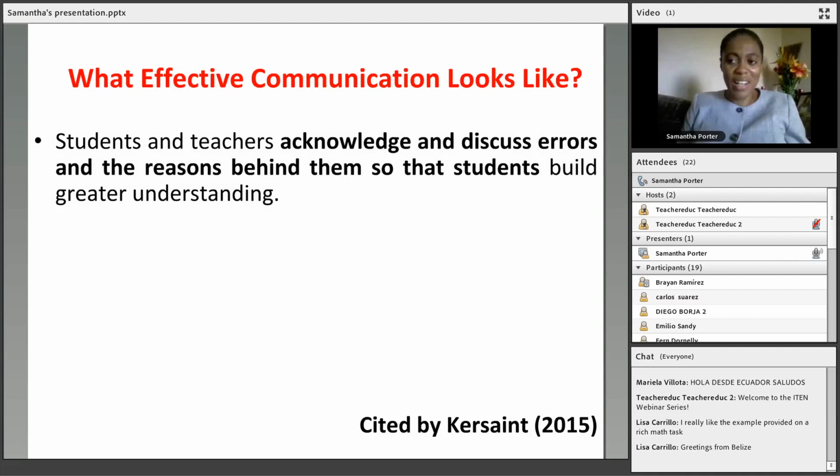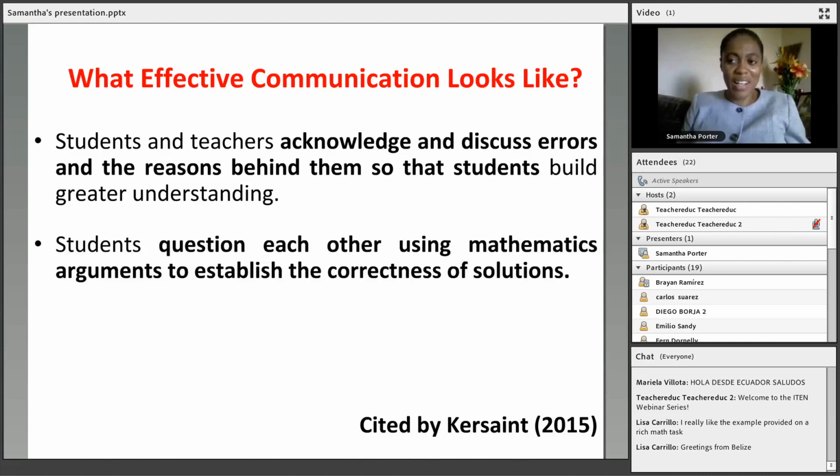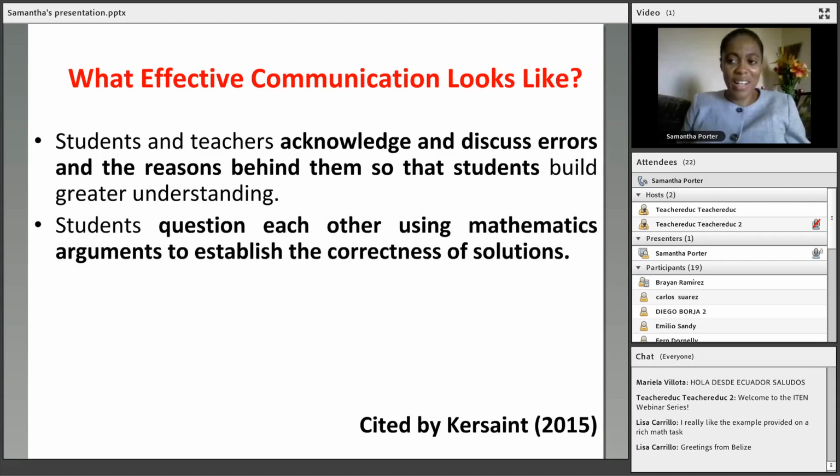Students and teachers acknowledge and discuss errors and the reasons behind them so that students build greater understanding. So the question is, are you discussing errors? Are you allowing both yourself and students to discuss and communicate the reason behind their understanding or their solutions?